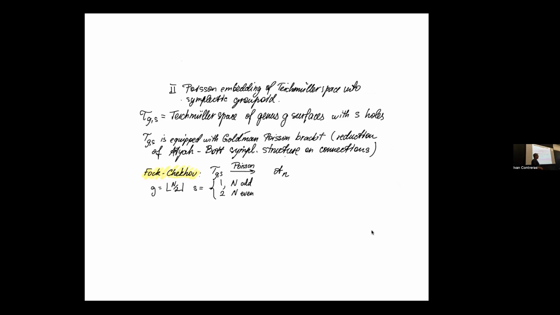Okay, now what does it have to do with geometry? From the work of Fock and Chekhov, it's very well known that we can consider the Teichmueller space of genus G surfaces with S holes. And Fock and Chekhov constructed a Poisson embedding of such a Teichmueller space into the space of upper triangular matrices, when the number of holes is 1 or 2.